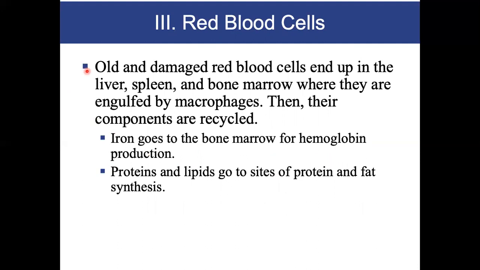What do we do with those red blood cells? So old and damaged red blood cells end up in the liver and spleen and bone marrow, where they're engulfed by macrophages and they're recycled. So you're obviously not going to just excrete this stuff out as waste. You're going to recycle what you can and then kick out what is left over as waste. So your iron is going to go back to the red bone marrow to make more hemoglobin. Your proteins and lipids are going to go to sites of protein and lipid synthesis. So they're either going to get degraded for fuel or you're going to recycle them.